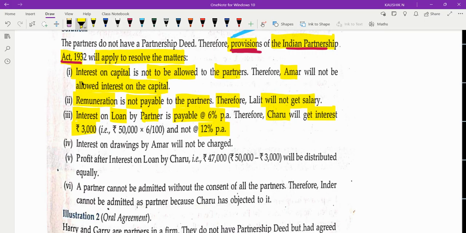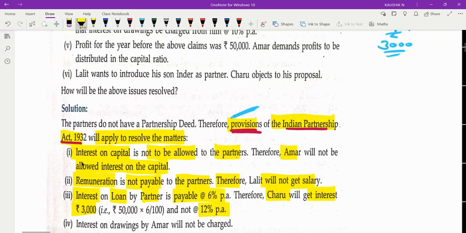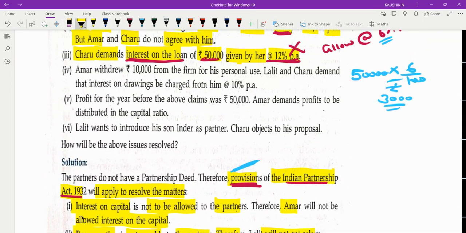Any doubt on the first three questions? Okay, let's move on to question number 4. Yes, what is mentioned in question number 4?